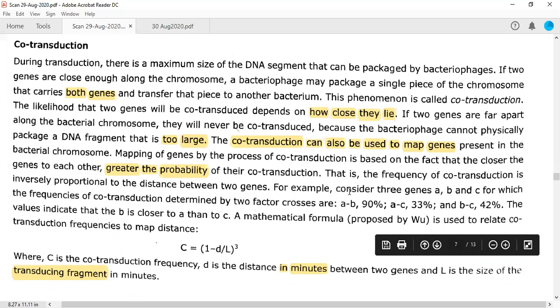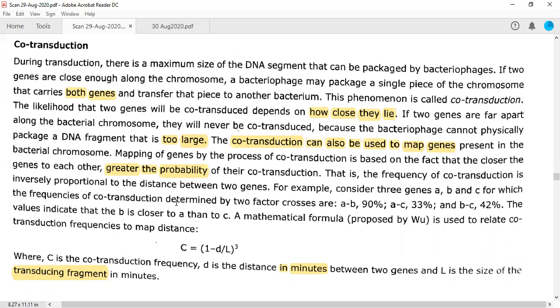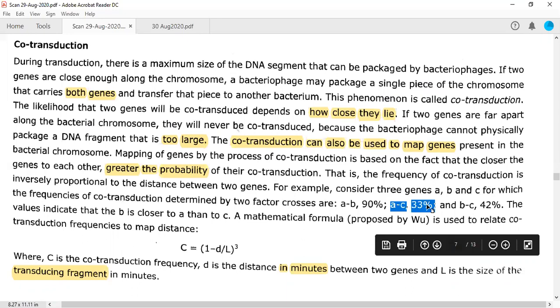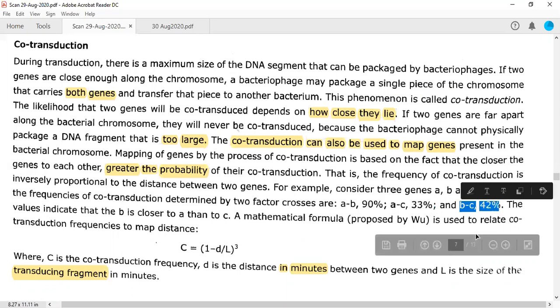Suppose there is a problem: consider the three genes A, B, and C, for which the frequency of co-transduction determines the two-factor process. One is AB. So the probability that AB will go together is 90%. The probability that AC will go together is 33%. The probability that BC will go together is 42%.